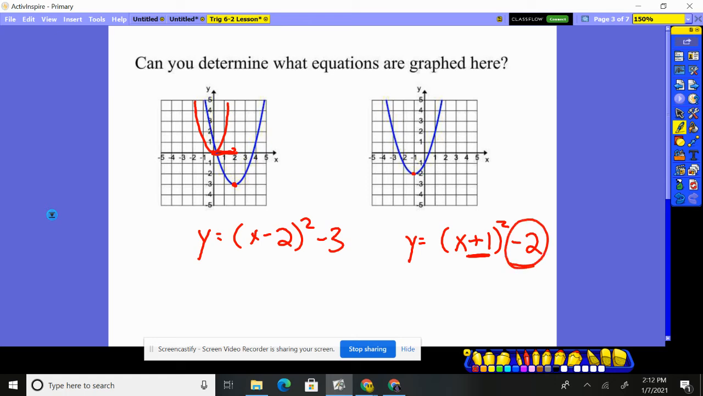And then what happens after the squaring, that controls movement up and down. And that is what you would think. It says -2, you're going down 2. It says +5, you're going up 5.